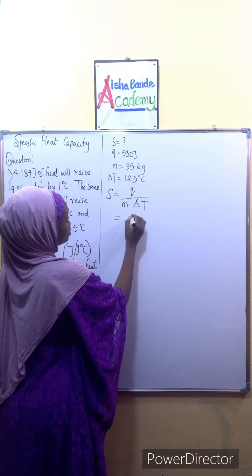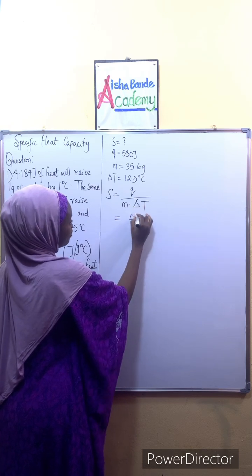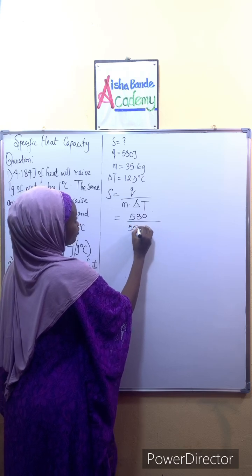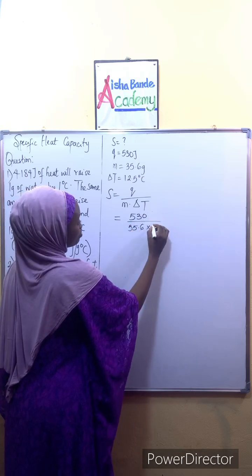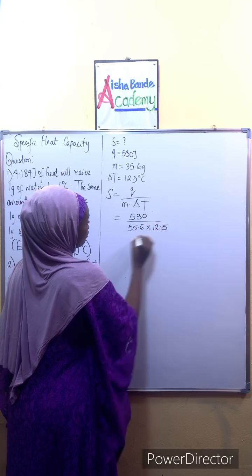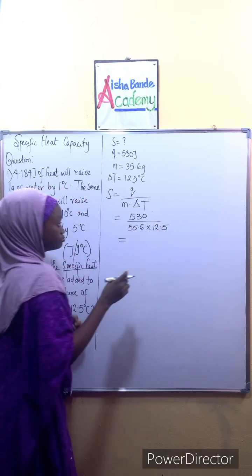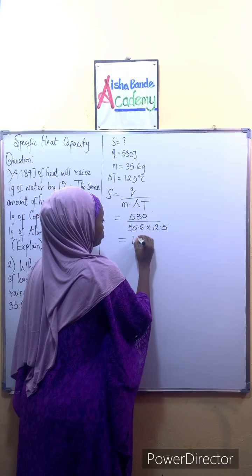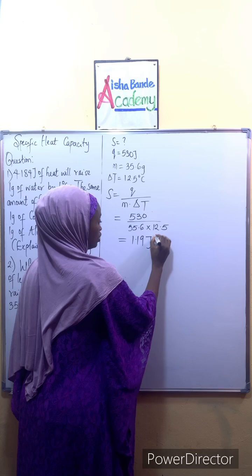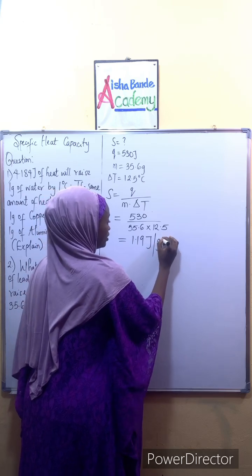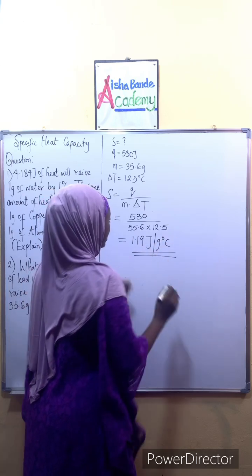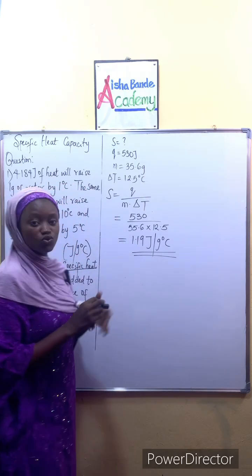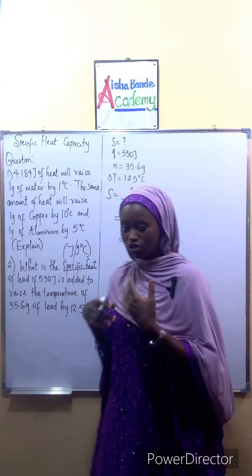So this is equal to the heat, which is given as 530 over, so we have the mass as 35.6 multiplied by the change in temperature, which is 12.5. So simplifying this gives us a value of 1.19 joule per gram per degree Celsius. So this is the final answer. So this is the specific heat capacity for the given question. So let's look at another question.